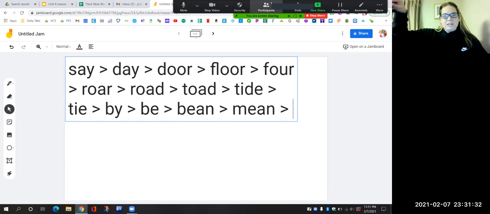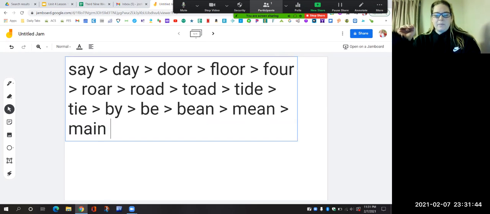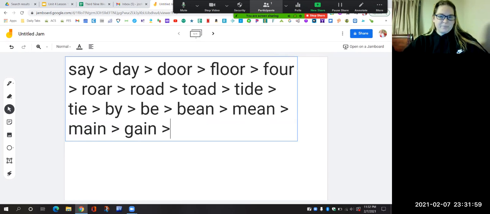Okay. So we're going to change E in the middle to A. So the new word is main. Nice work. We're going to change the m at the beginning to G. G. So it's going to be gain. Good. All right. And the next word, we're going to change the G to ch. Ch. So the new word is chain.